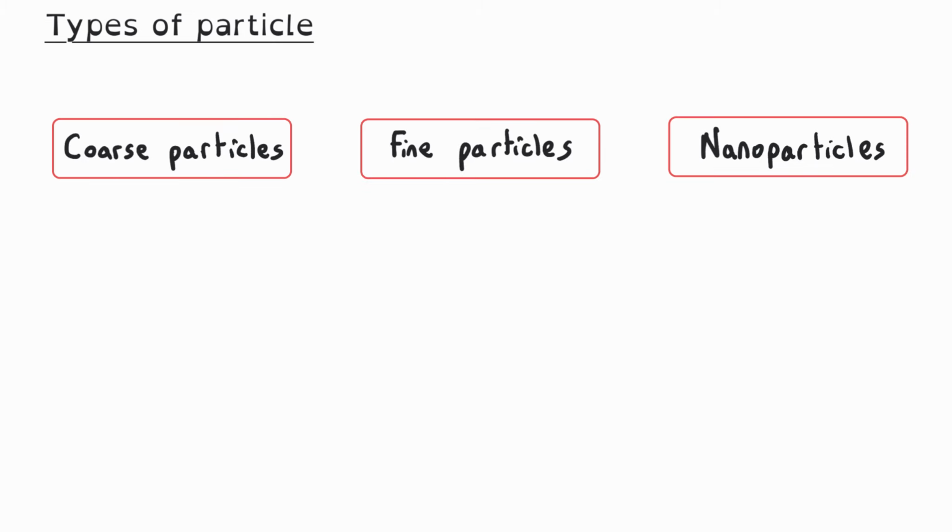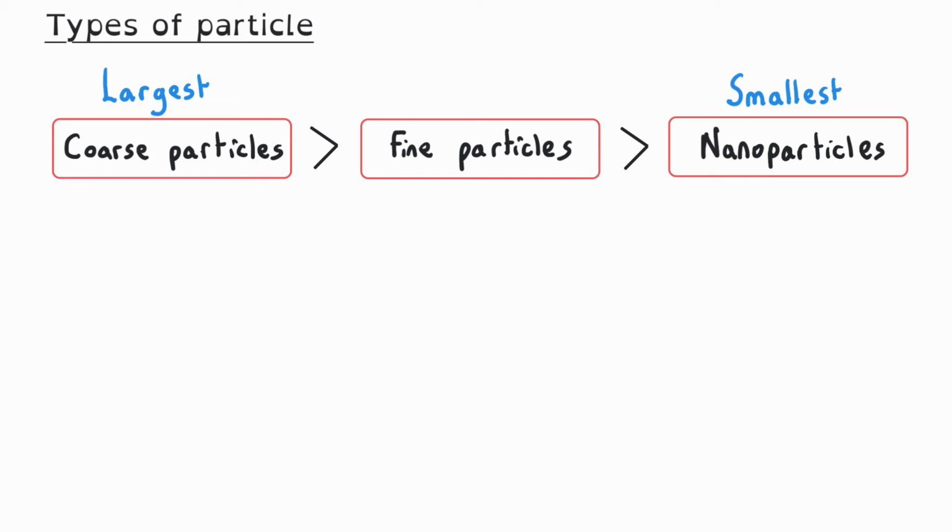There are 3 different types of particles, each with different sizes and different properties as a result. Nanoparticles are smaller in size than fine particles, and fine particles are smaller in size than coarse particles. And so coarse particles are the largest of the 3, and nanoparticles are the smallest of the 3.